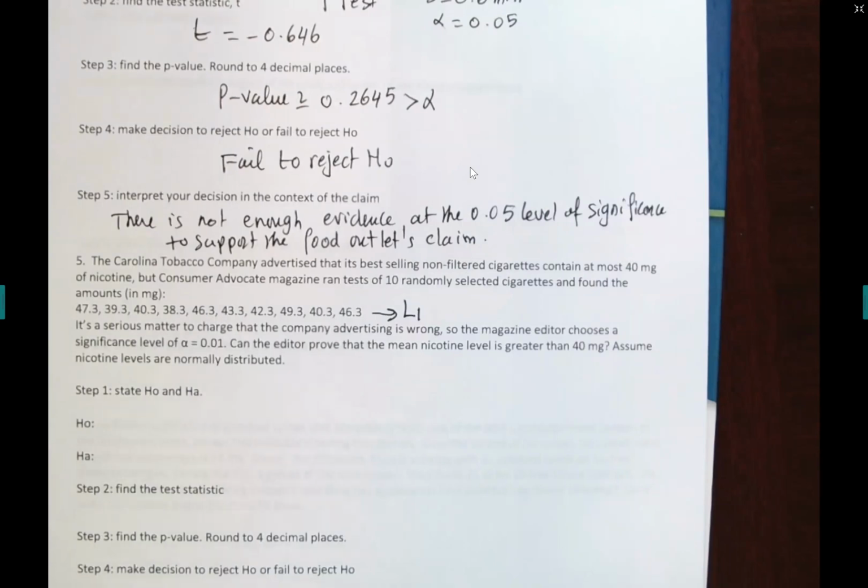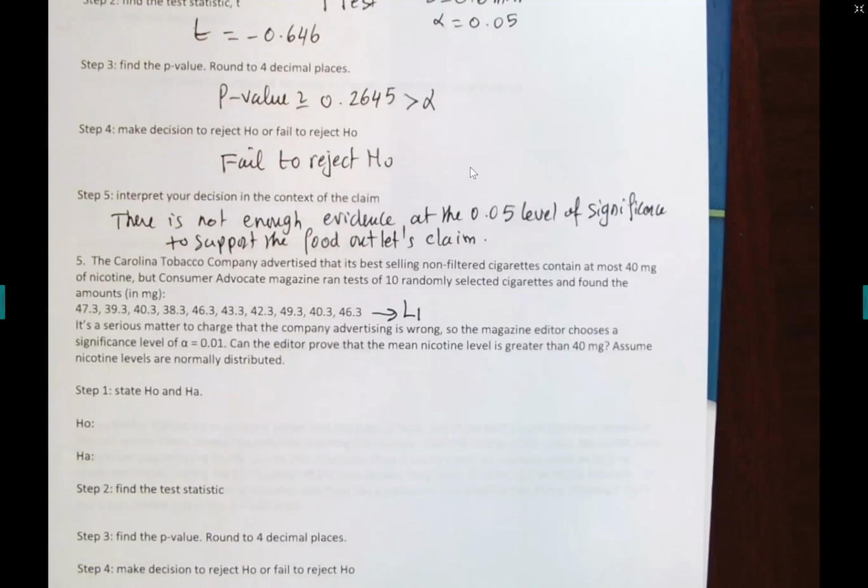So we got 47.3, 39.3, 40.3, 38.3, 46.3, 43.3, 42.3, 49.3, 40.3, 46.3. Okay, so I got my data in L1.